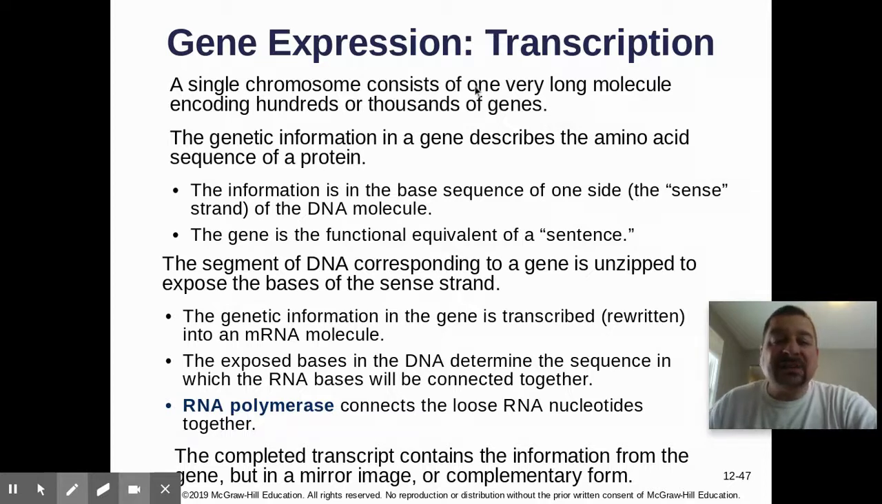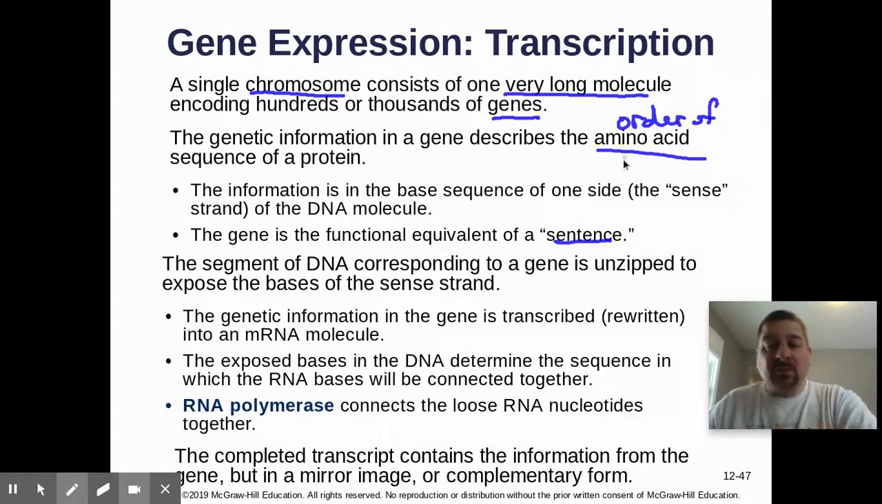It's important to understand that in eukaryotes, a single chromosome is a very long molecule of DNA. It can be hundreds of thousands of base pairs long, and it can have hundreds or thousands of genes on it. The genetic information in the gene will tell us, like reading a sentence, the order of amino acids that will make up that protein. If you remember back to protein structure, the order of amino acids determines how they interact with each other to clump up to make the secondary and tertiary structures.